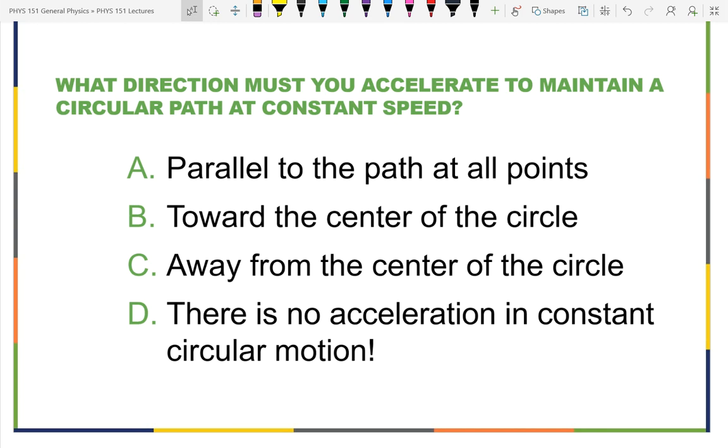Okay, moving on. The answers we got were one person said parallel to the path at all points. 26 said toward the center. Nobody said away from the center. And one person said there is no acceleration in constant circular motion.